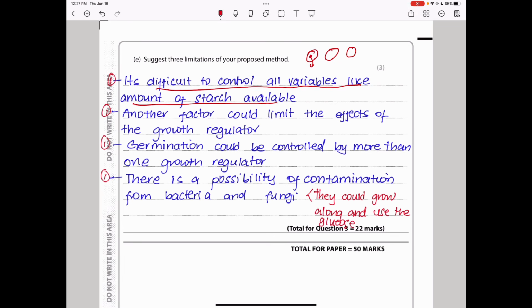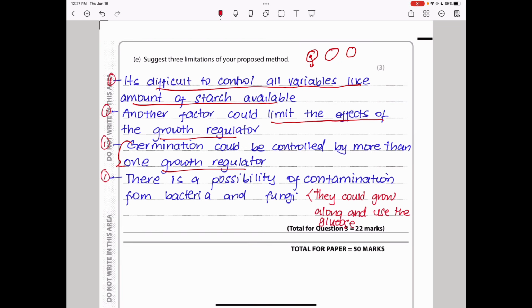That is very difficult. And then there are also growth regulator factors. Sometimes in biology, it's not always one factor that is going to cause a biological process to occur. What if it's not only this one growth regulator that causes growth to occur? What if there are many growth regulators that work together to cause the growth, and you use only one, and that can limit the effects of the growth regulator? Germination could be controlled by more than one growth regulator. That is one point. And then another factor that you maybe missed out could limit the effects of the growth regulator.